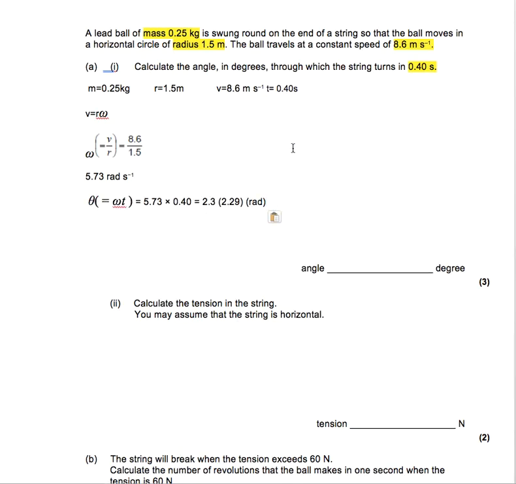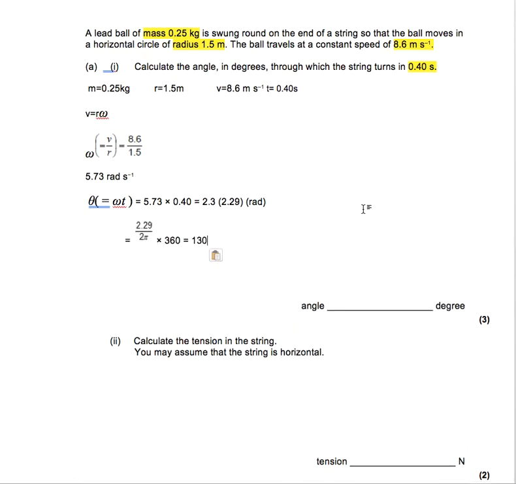But remember, I want it in degrees. So now I have to convert from radians into degrees. Converting radians into degrees, each radian is 360 over 2 pi degrees. So there we have 130 degrees. So 130.